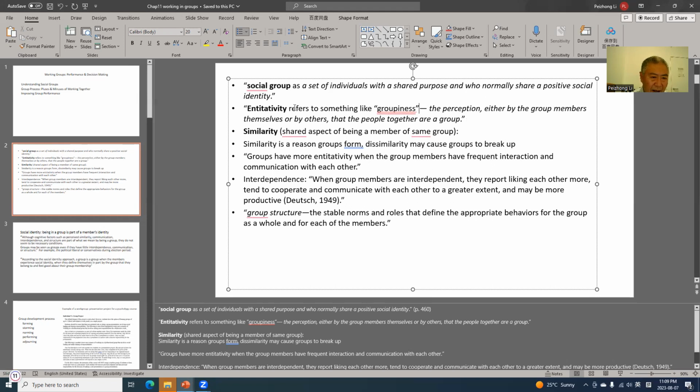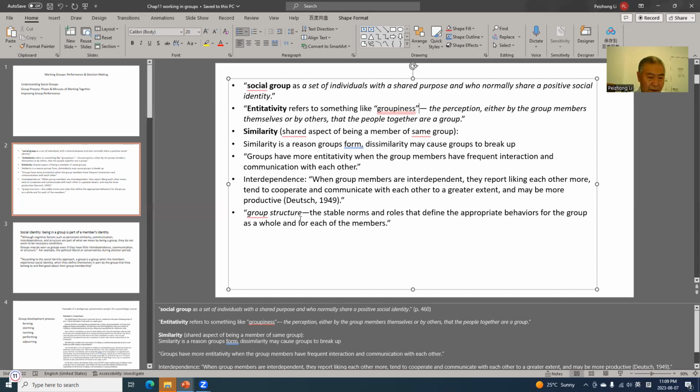And higher levels of entitativity usually have these characteristics: similarity. Those groups that have strong group characteristics, the members usually are similar. And usually they have interdependence. Functional groups are particularly strong in interdependence. So when you're doing a group project for your coursework, you are interdependent with the other group members.